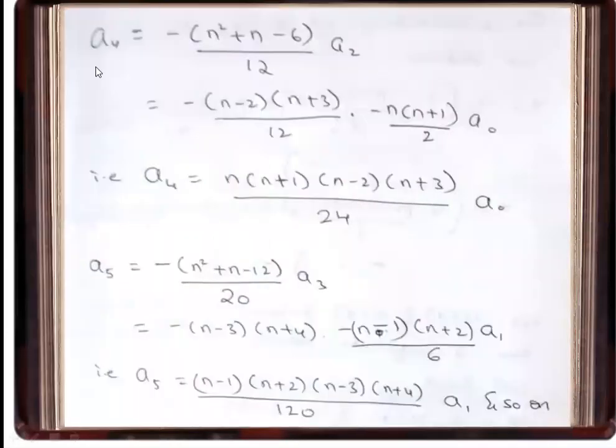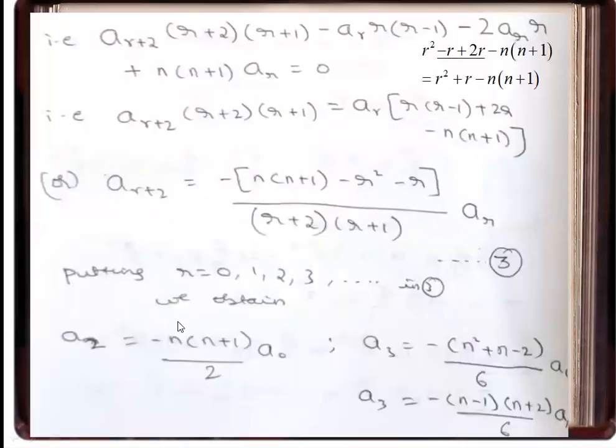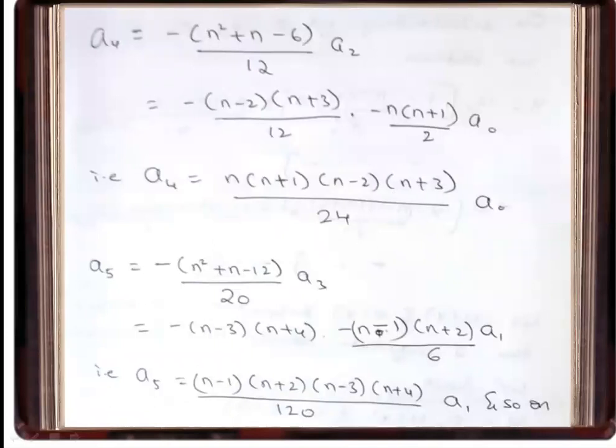Next, similarly, if you find a4 by substituting r is equal to 2, then you get minus of n square plus n minus 6 divided by 12 into a2. Next, we shall factorize this, and it can be written as (n minus 2) into (n plus 3) divided by 12. Here, a2 we have got. So a2, I am replacing it by the expression which we have got here, minus n into (n plus 1) into a0. Okay, the same expression I have replaced. So that a4 also we have got in terms of a0.